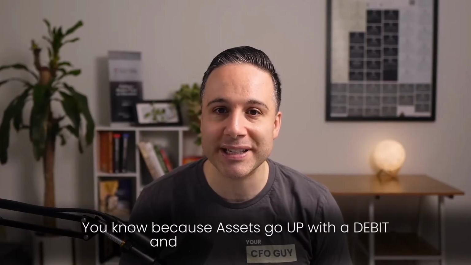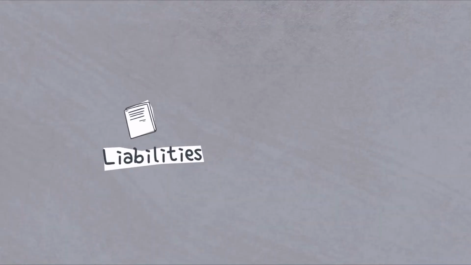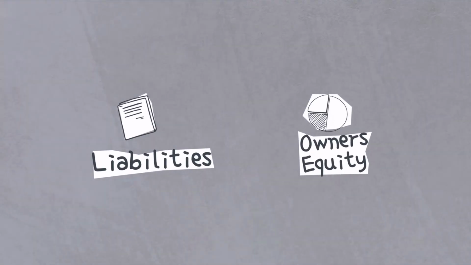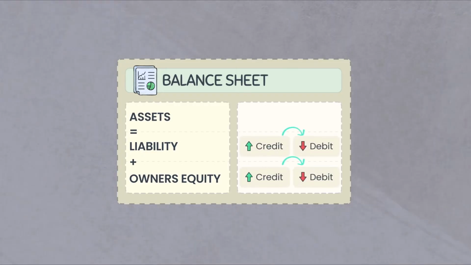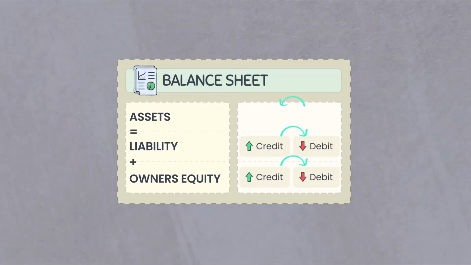If you memorize that, you'll know that because assets go up with a debit and down with a credit, that means any liability or owner's equity behaves in the exact opposite manner, since they are on the opposite side of the accounting equation. So any liability or owner's equity account goes up with a credit and down with a debit, the opposite of an asset.